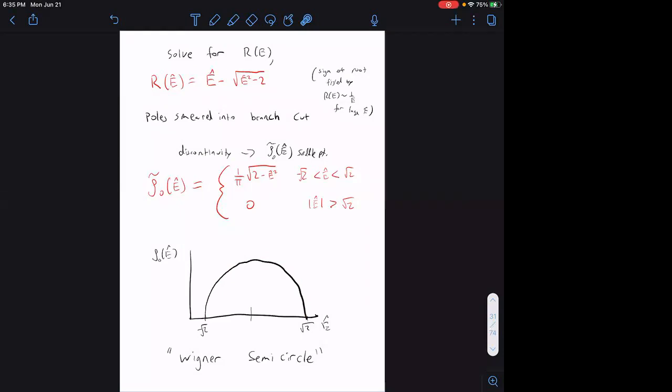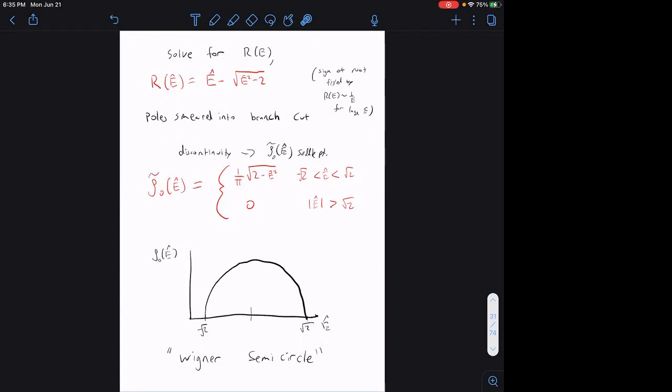This smearing out of the poles into a branch cut is a pretty generic feature in these random matrix integrals, and it's going to be somewhat important in the third lecture. So that's why I'm mentioning it now.